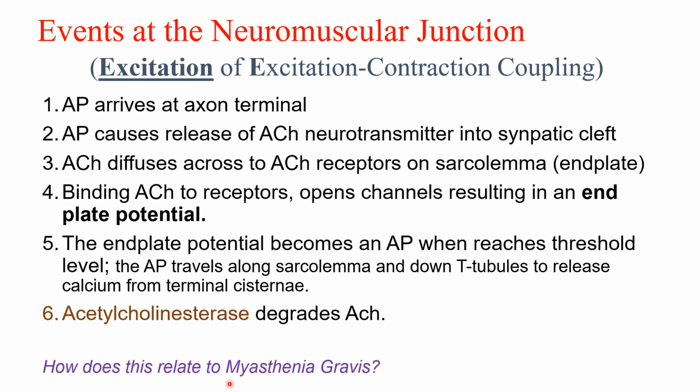Now, how does this relate to myasthenia gravis? Okay, so what myasthenia gravis is, it's an autoimmune disorder where the antibodies are attacking the acetylcholine receptors. And now they're binding the acetylcholine receptors, and you can't stimulate them with acetylcholine. So what do you get? You get muscle weakness. Okay? And you get breakdown of those acetylcholine receptors, which leads to muscle degradation.